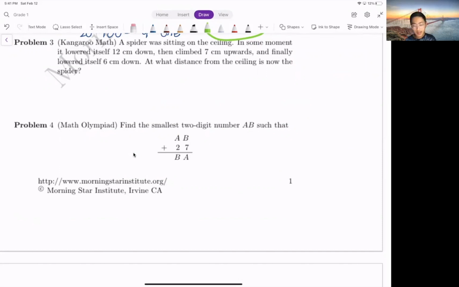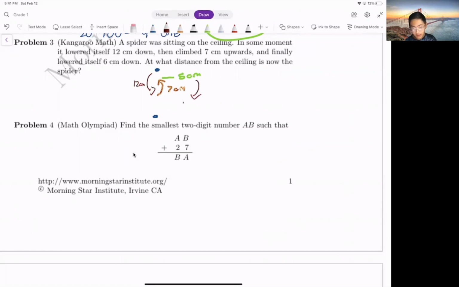So let's just say that this blue dot is the ceiling. At some moment, it lowered itself 12 centimeters down, and this blue dot is the bottom. And then it climbed 7 centimeters upwards. So 7 centimeters upwards, and now it is 5 centimeters from the ceiling. And finally it lowered itself 6 centimeters down again. So 6 centimeters down.